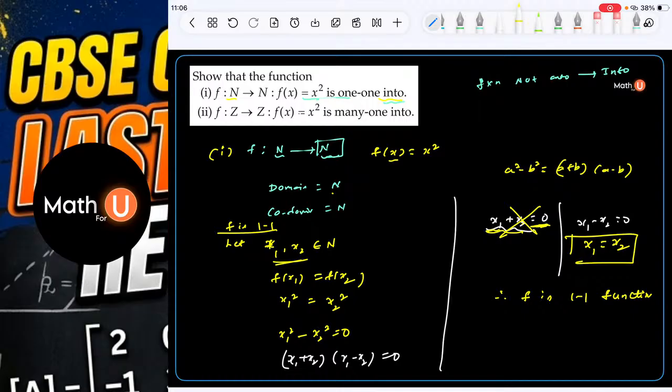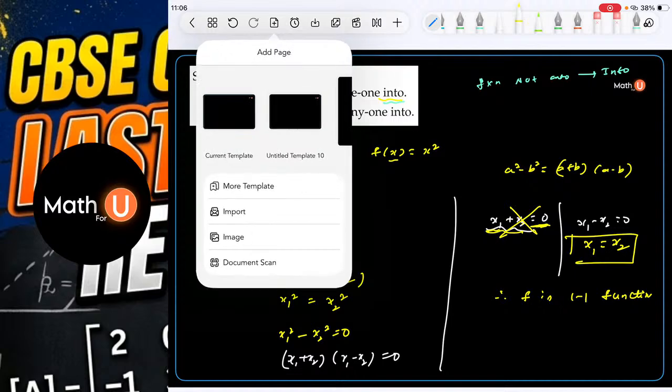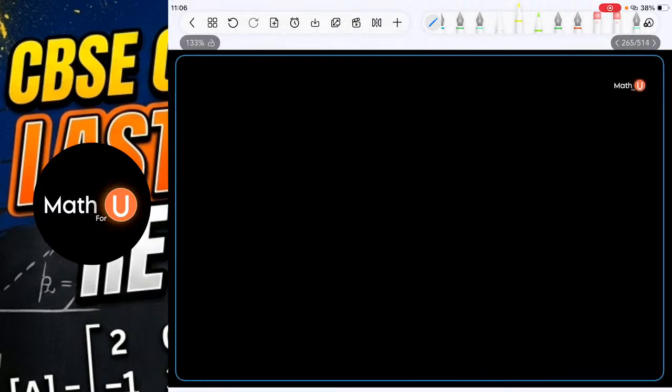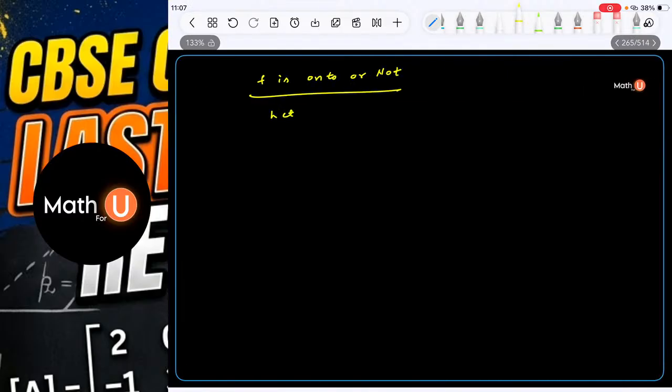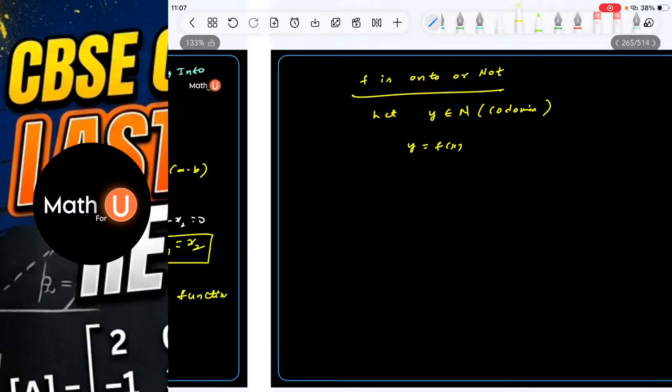Then how to prove the function is not onto? We have to check onto or not. Let y belong to natural numbers. You always start like this. Here, codomain. Let y belong to natural numbers, that is the codomain. y is equal to f of x.